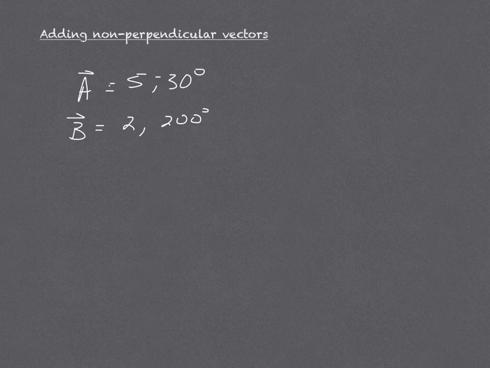Hi everyone. In this video we're going to be looking at how to add non-perpendicular vectors, which we already looked at in unit vector form, which is super easy. Here we just have a couple extra steps that we have to do. And we did this type of problem in honors physics. In order to add non-perpendicular vectors, we have to break them up into their x and y components.